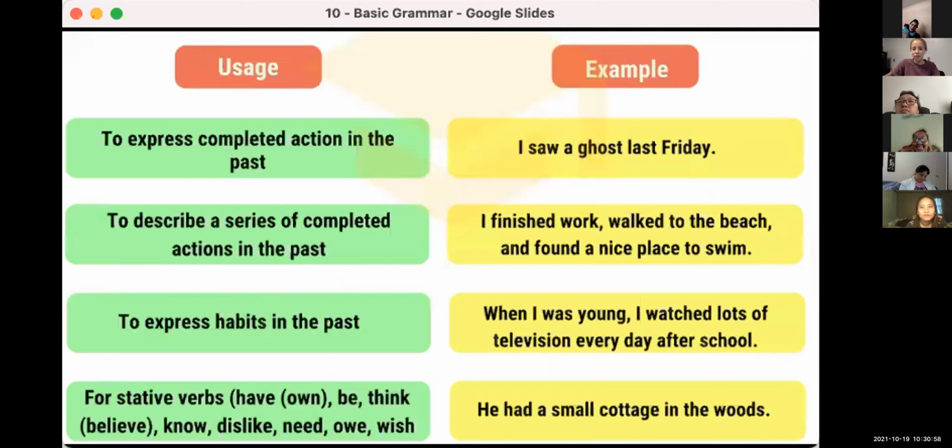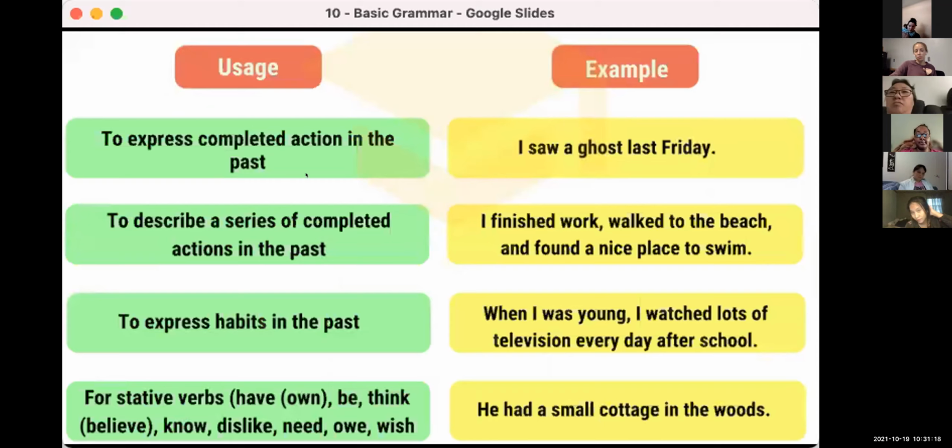All right, let's talk a little bit more about the simple past. We've got to move on because we have so many more things to do. Here's the simple past, some examples of when we would use the simple past tense.